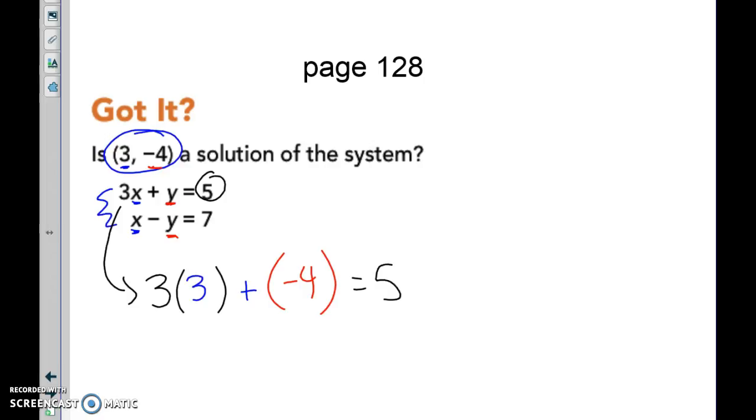Well, we got 3 times 3, that's 9, plus negative 4. Does that equal 5? Yes, it does. I like to say, yeah, it's a smiley face there. Now let's try this one. I'm going to do this work over here.